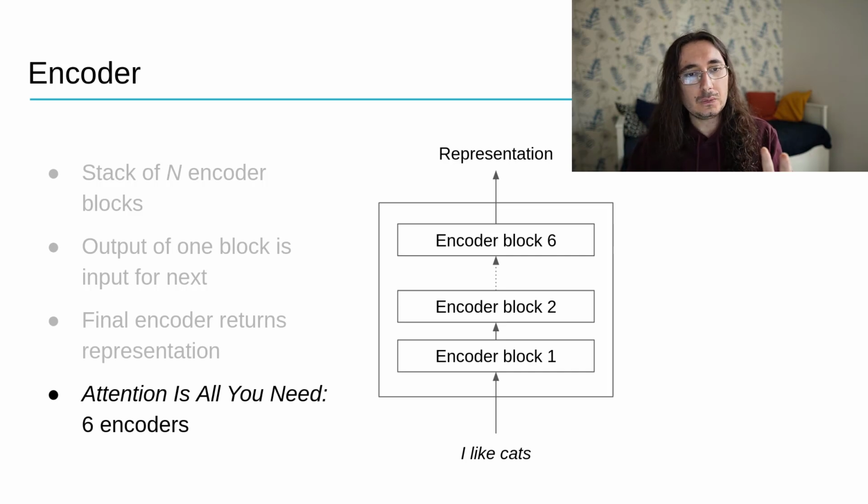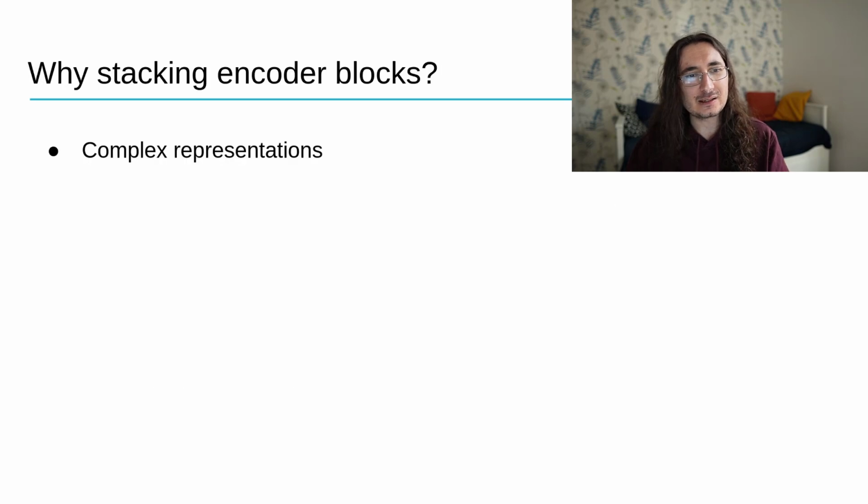Right, so you may have a question here, and that is, but why stack encoder blocks? Can't we just have a single encoder block? Isn't that enough? Well, potentially it's good enough, but perhaps you want more. And this is very similar to what happens with convolutional neural networks.